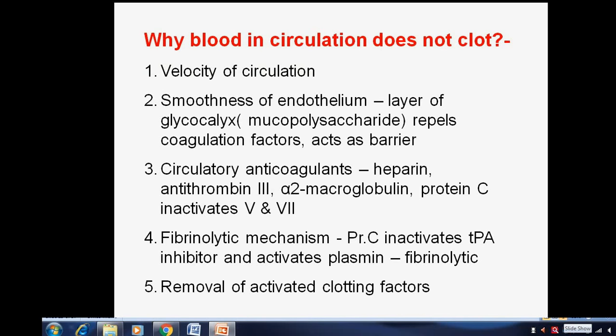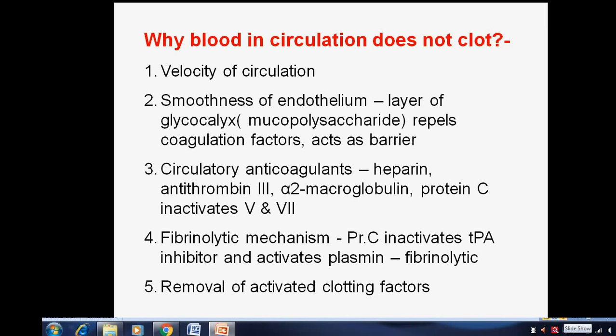When we see the third factor, that is circulatory anticoagulants like heparin, antithrombin 3, alpha 2 macroglobulin, protein C inactivates factor 5 and factor 7. When you see the fibrinolytic mechanism, it plays an important role and prevents blood from clotting in normal physiological conditions. And the last one is very important, that is removal of activated clotting factors.